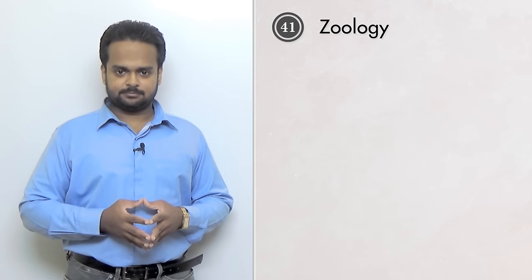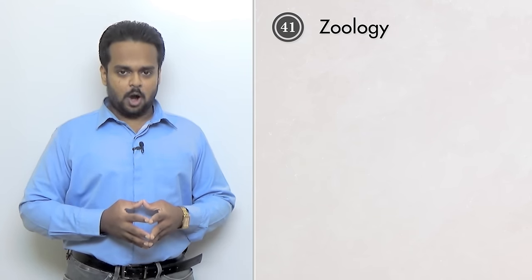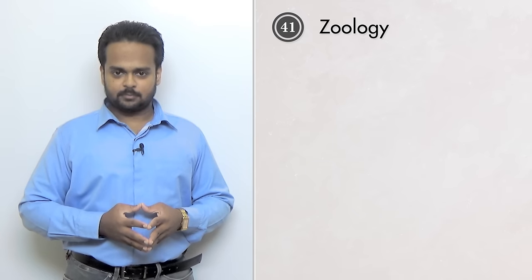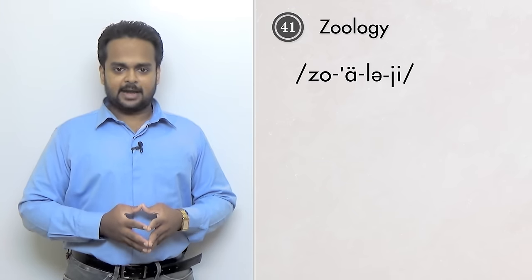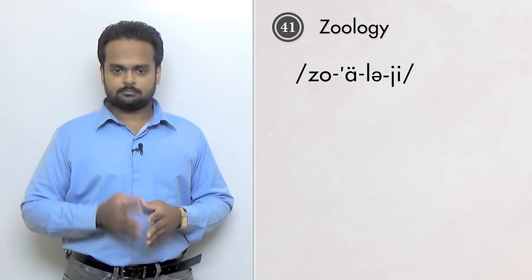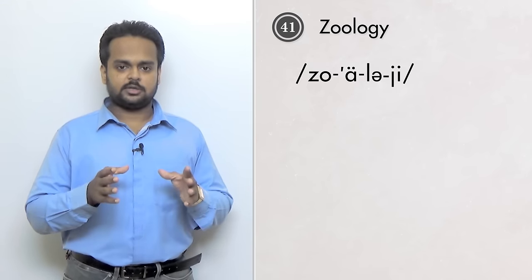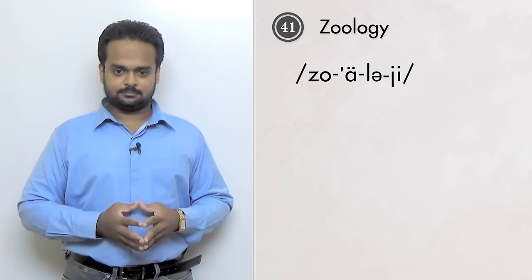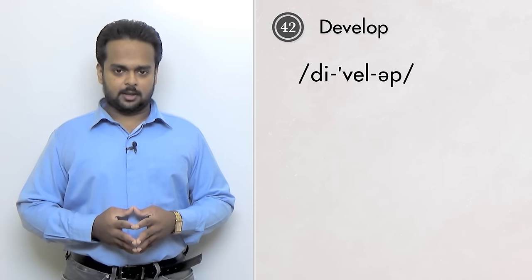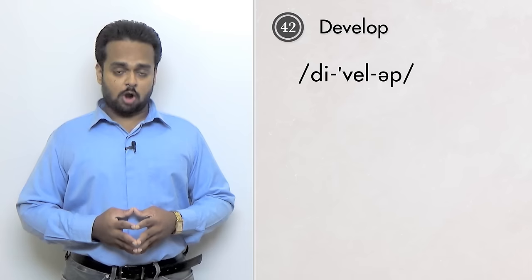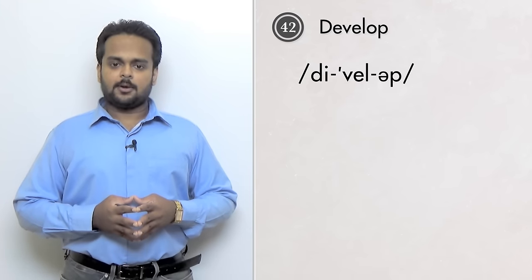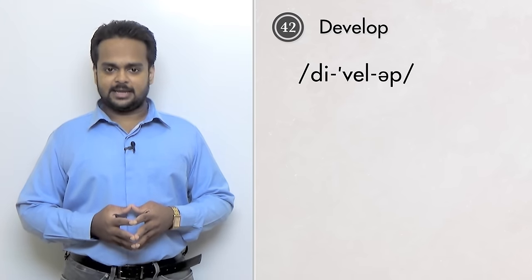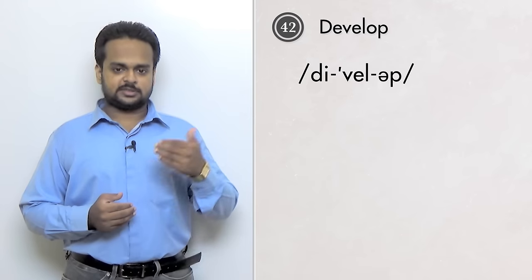Word number 41 is this word. How do you say it? If you said zoology, it's actually wrong. That is a very common mispronunciation. This is actually zoology. Zo and ology. Zoology. Number 42 is develop. This is pronounced wrongly by many learners of English as develop. But the first syllable is actually de, and the stress is on the second syllable.